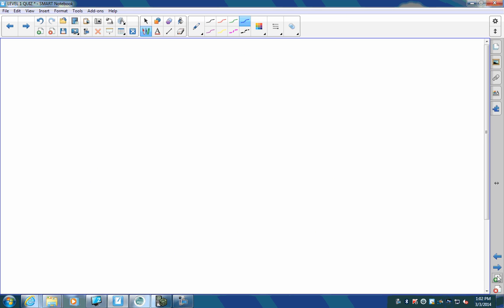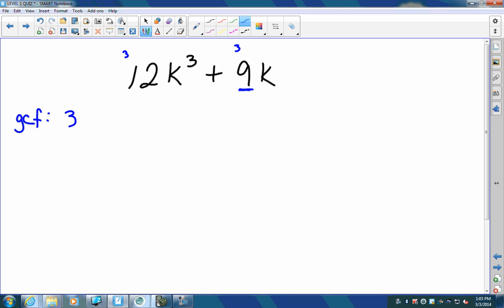Let's try this one. Let's see. 12k to the third plus 9k. So we are going to factor out our GCF. Now what I've been doing is going to my coefficients, going to the smallest one, 9. Does 9 go into 12 evenly? No. But what other number goes into 9? A 3. Does 3 go into 12? Yeah. So my GCF is going to be 3.